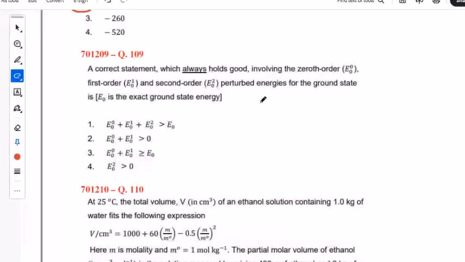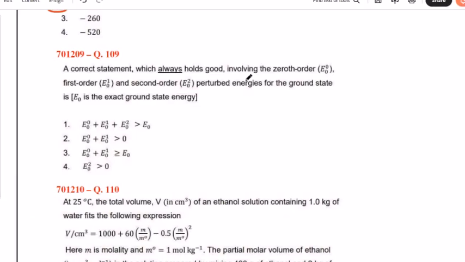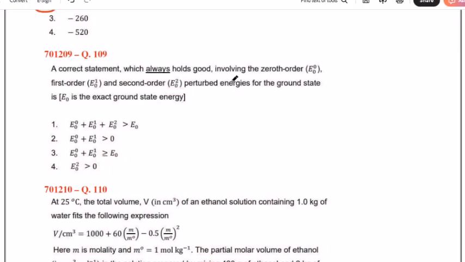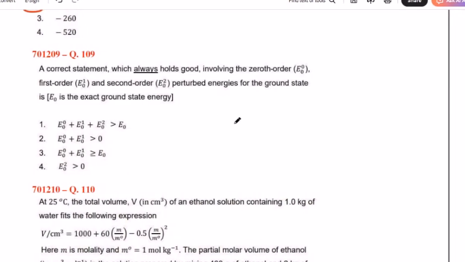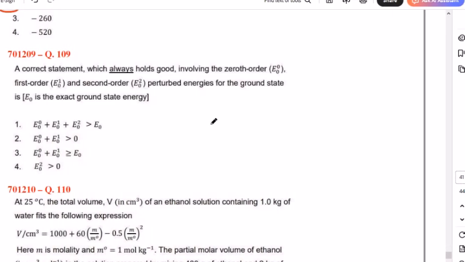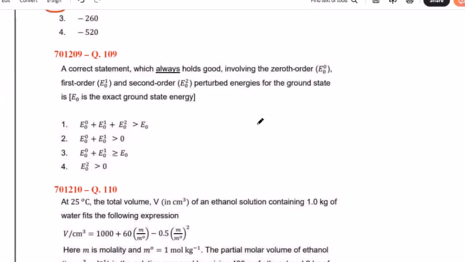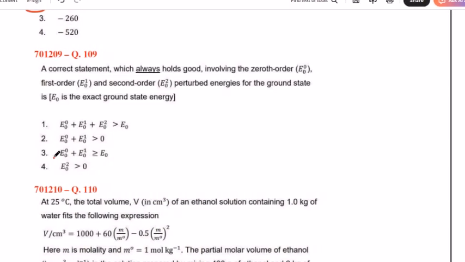Next, question number 109. The correct statement which always holds good involving the 0th order, first order and second order perturbed energies for the ground state is E0 is the exact ground state energy. Option number 3 is correct option, friends.